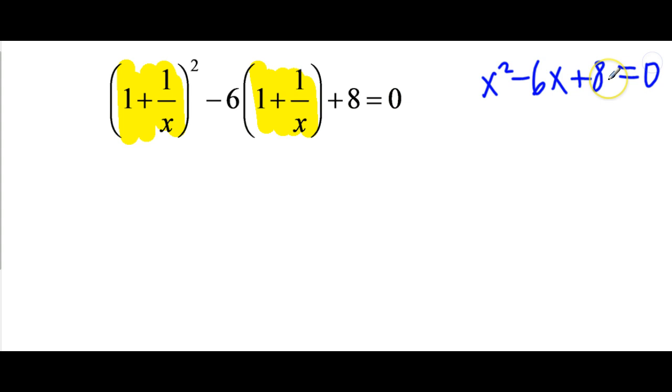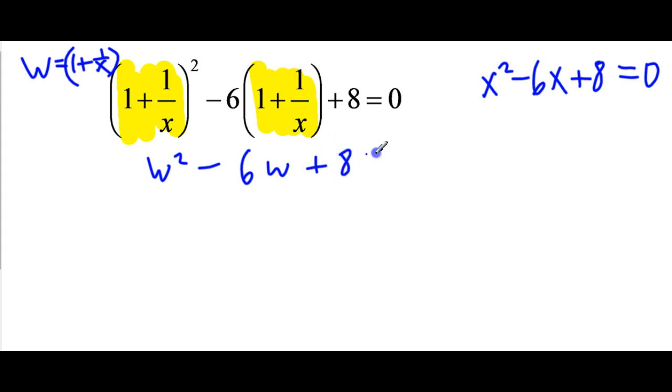In fact, probably the easiest way to do this is what I call the W method. So the W method is this. I'm going to say W equals 1 plus 1 over x. So I'm pretending that is W. So I'm going to call this W squared minus 6W plus 8 equals 0. I'm going to go ahead and factor. You could call it x if you wanted to, but we already have an x, so I just called it some other variable. So I'll factor as normal.